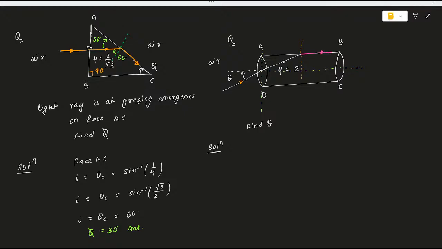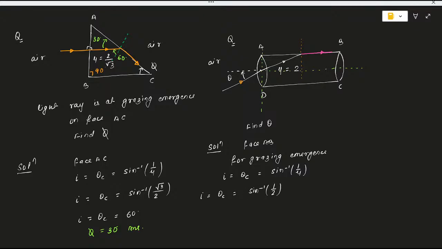Okay, so what you will do is you will first write face AB. For grazing emergence, you will write face AB for grazing emergence. And along with writing grazing emergence, you will have to mention that i is equal to theta c, and since it is entering air, 1 by mu. Say yes or no. Okay, good. So I'll be writing i is equal to theta c is equal to sine inverse 1 by 2.